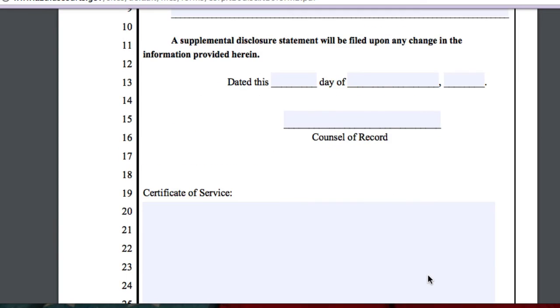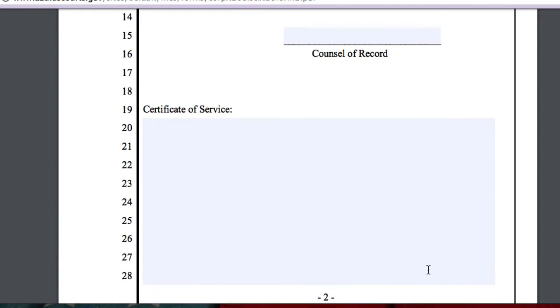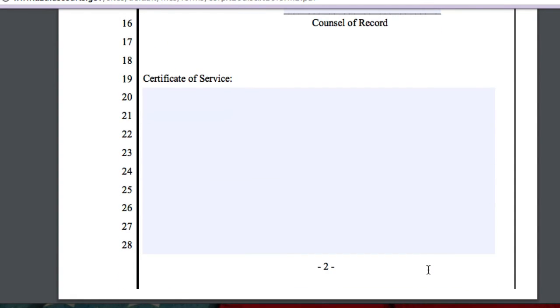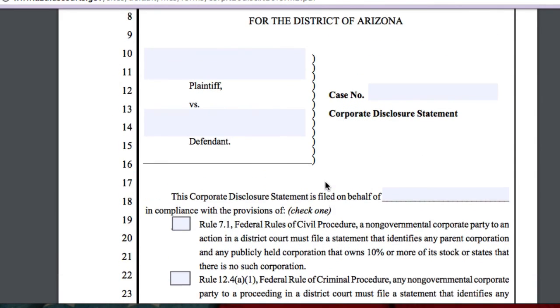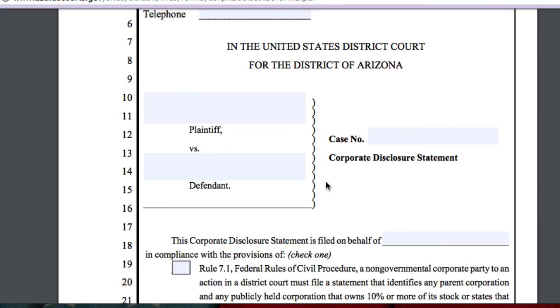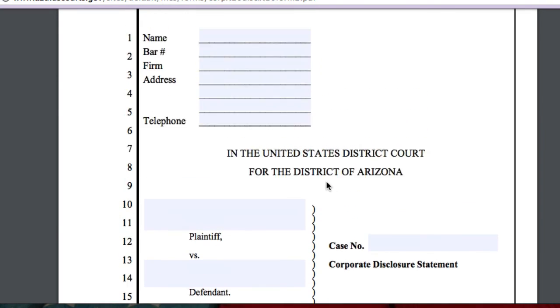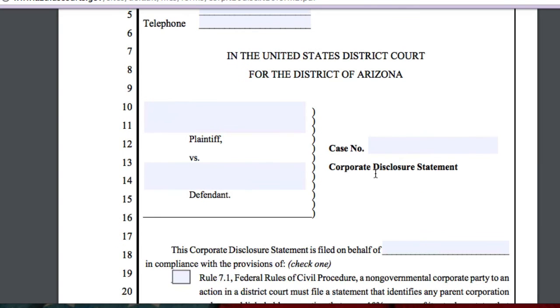You're giving that information and there's a certificate of service, but you're giving the judge, and that's your proof of service. So you're just allowing the judge a chance to see whether or not they need to recuse themselves because there's somebody else with an ownership interest that perhaps the judge owns stock as well. So there may be a conflict. That's the purpose of this 7.1 form.